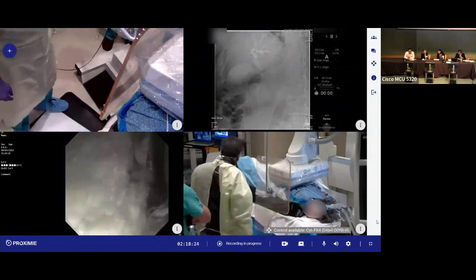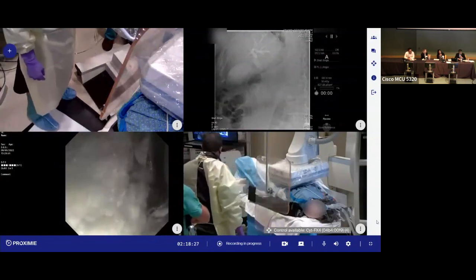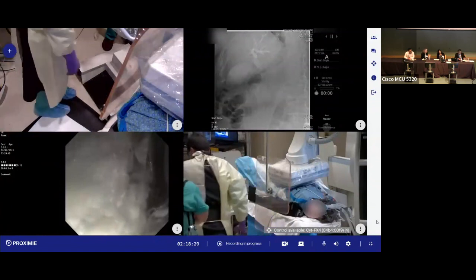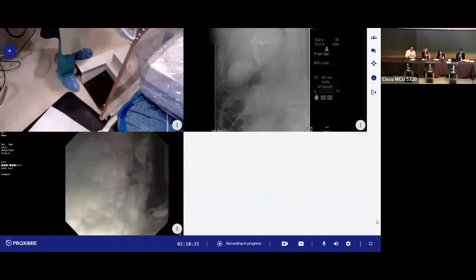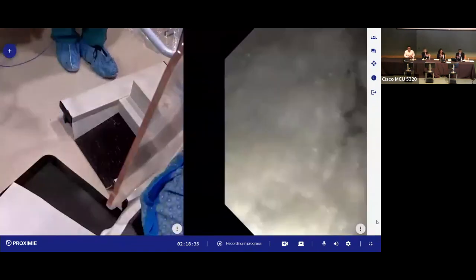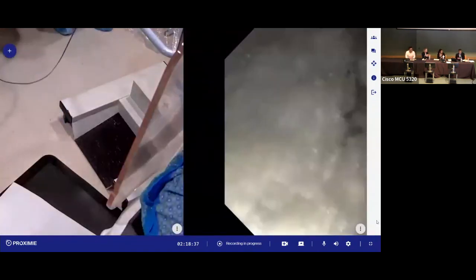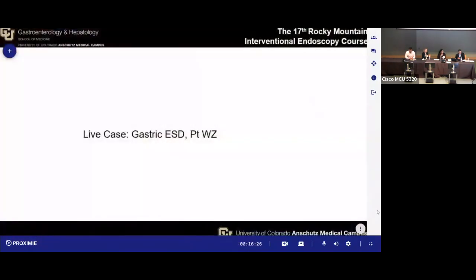Okay, we need to come out of the room because we have to turn this room over. Perfect. Thank you so much. We'd be happy to answer more questions, though. We're just going to move aside to allow them to turn over the room. We're going to break for 20 minutes. We're going to be back at 2:50 p.m.